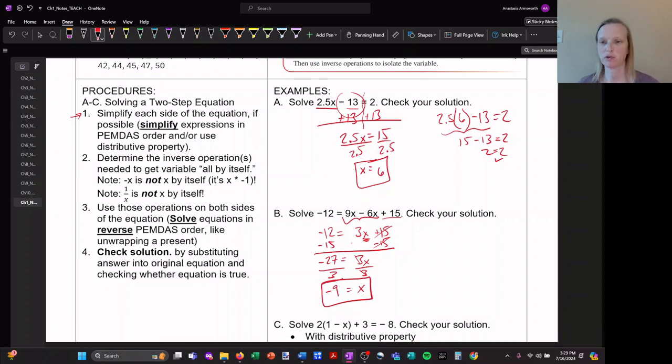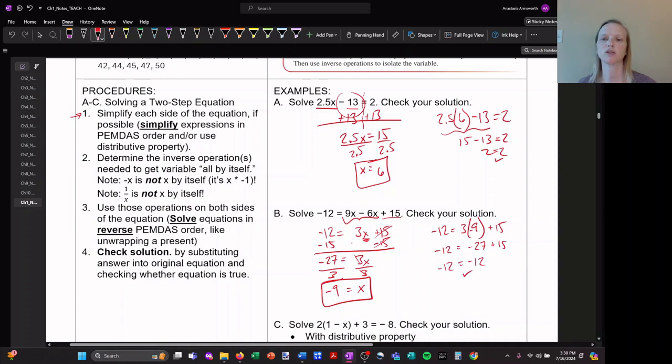Let's check our solution as requested. Negative 12 equals 3 times... I'm sorry, negative 9 plus 15. And if I plug this into my calculator, I see that negative 27 plus 15 is in fact negative 12. So my answer checks out.